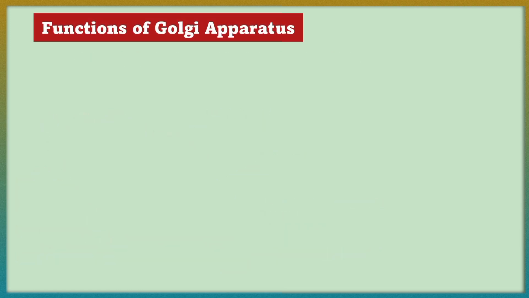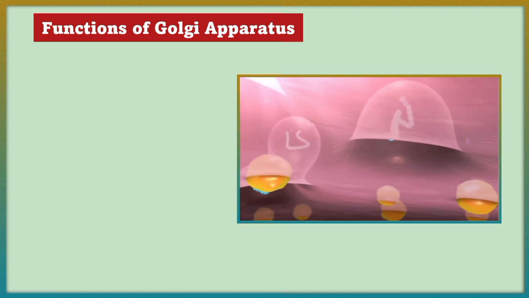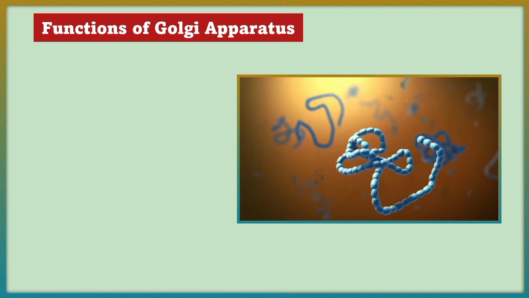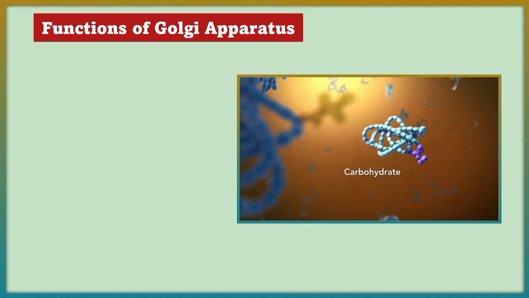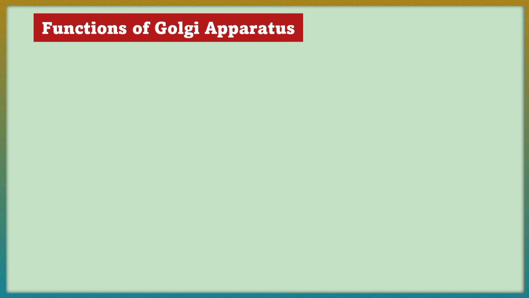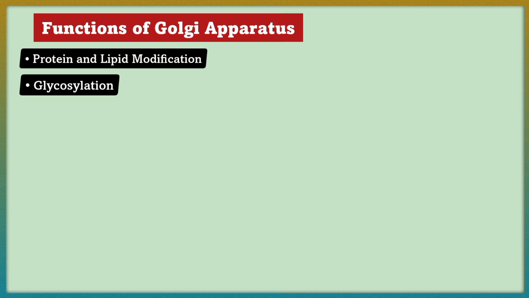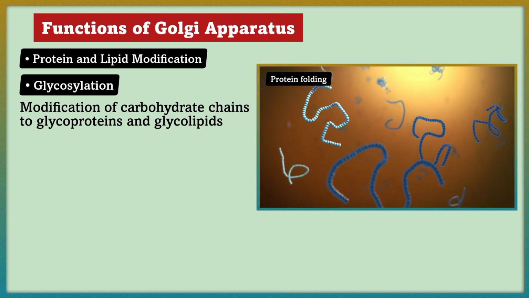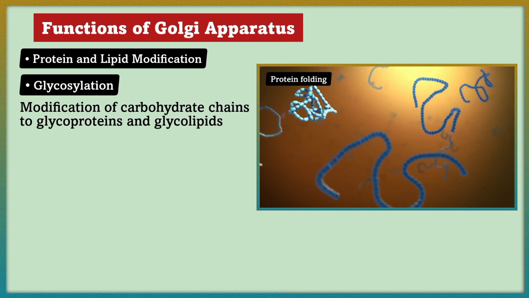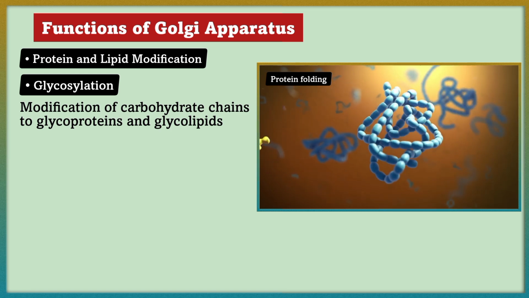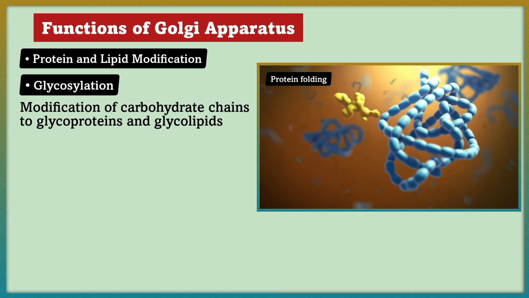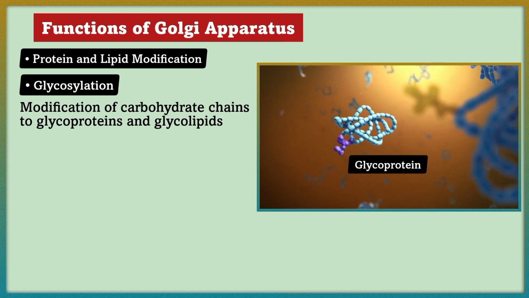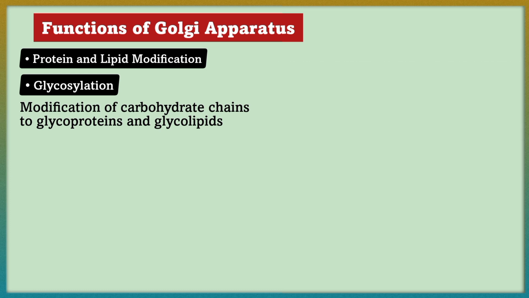Functions of the Golgi apparatus. The Golgi apparatus performs several crucial functions, primarily involved in modifying, sorting, and packaging macromolecules for secretion or delivery to other organelles. Protein and lipid modification. Glycosylation. One of the most significant modifications is the addition or modification of carbohydrate chains, glycans, to proteins, forming glycoproteins, and lipids, forming glycolipids. This is critical for proper protein folding, stability, and cell-cell recognition.